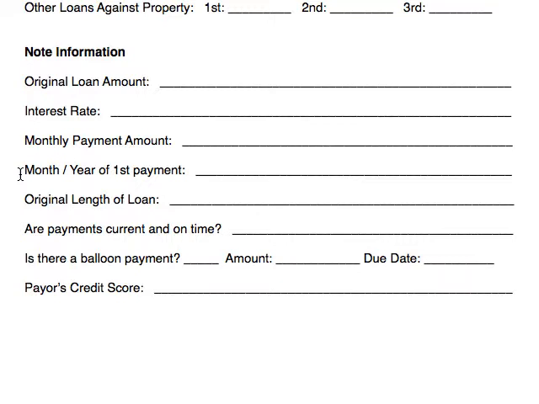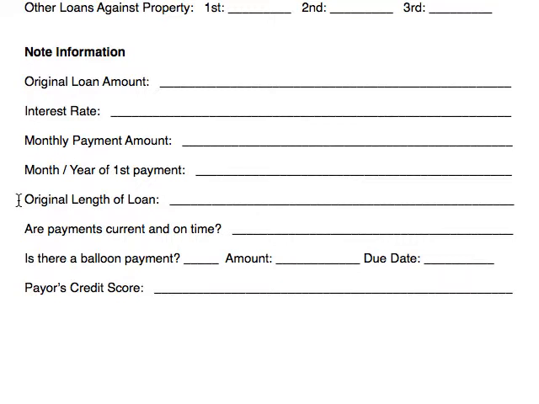Now, most of the time, the month and year of the first payment is going to be one month after the date of sale. In some cases, the payer and the beneficiary arrange an agreement where they don't have to pay for a certain number of months. But in most cases, it's the month after the date of sale.